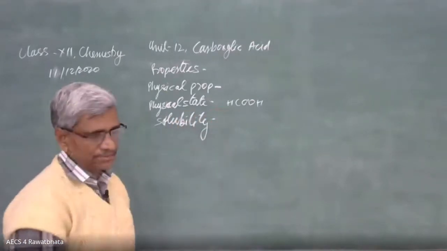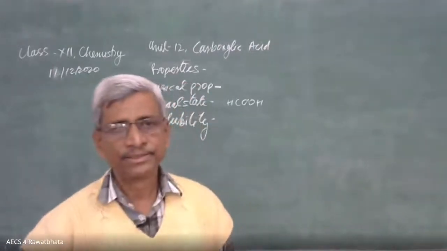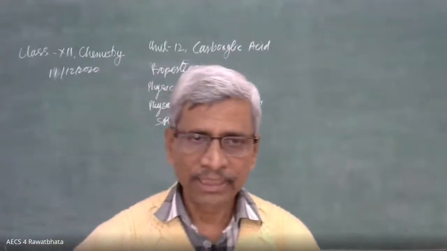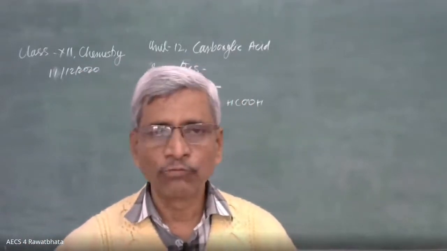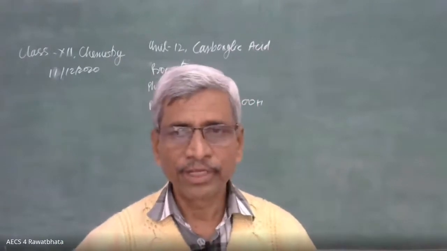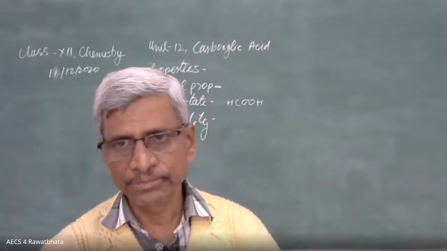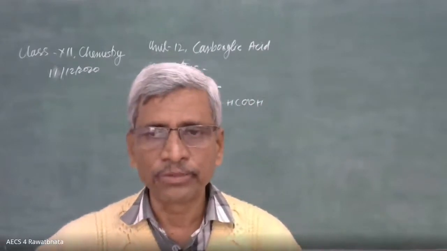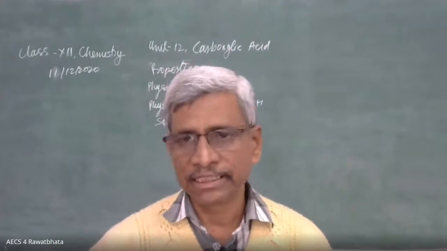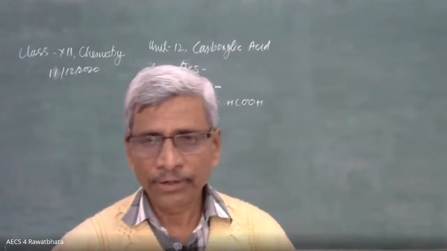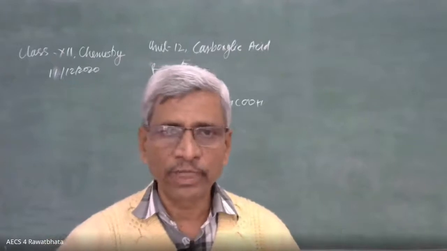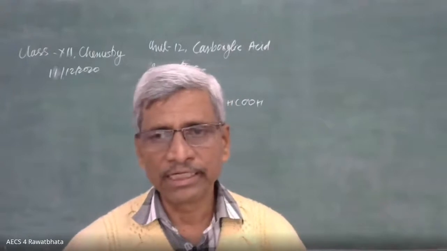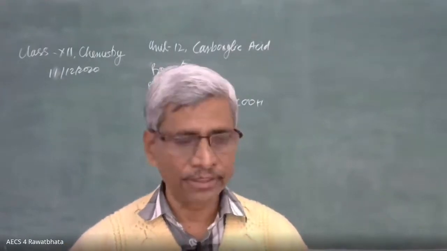Solubility of carboxylic acid. They ionize to give carboxylate ion and hydronium ion. That's why they are fairly soluble up to 4 carbon atoms. Formic acid, acetic acid, propionic acid, butyric acid, they are soluble in water. But as the number of carbon atoms increases, their solubility decreases, because a bigger alkyl group finds it difficult to fit between the water molecules. That's why their solubility decreases on increasing the carbon atoms.